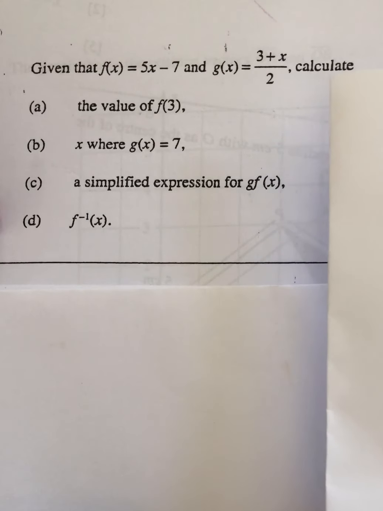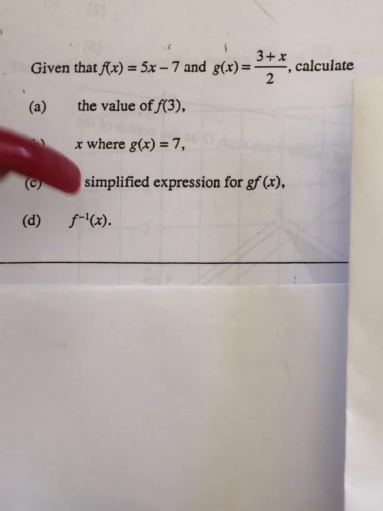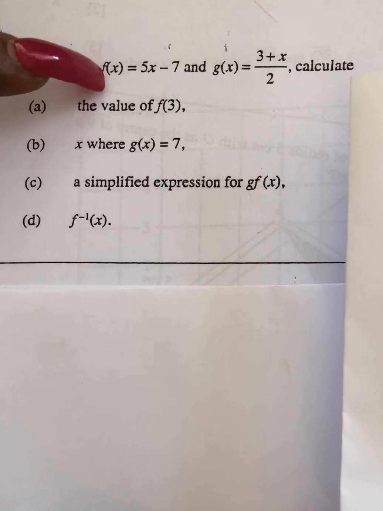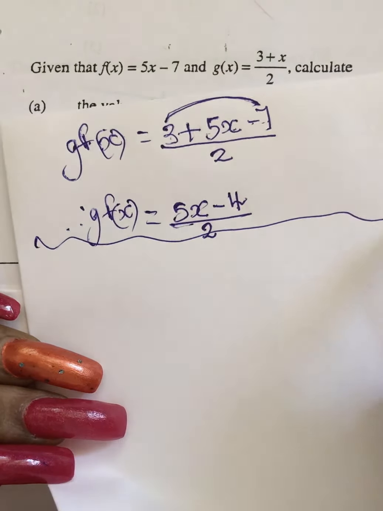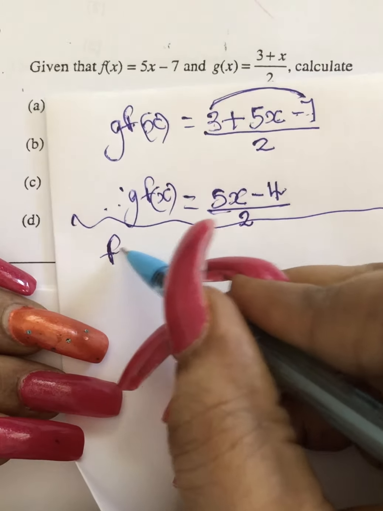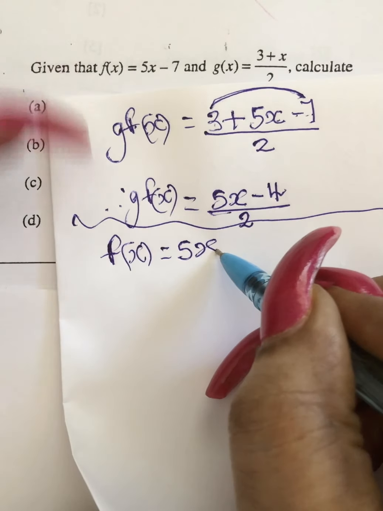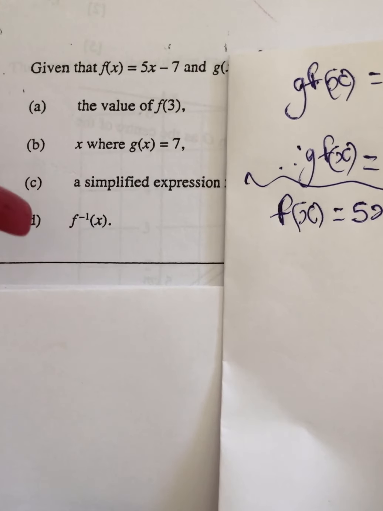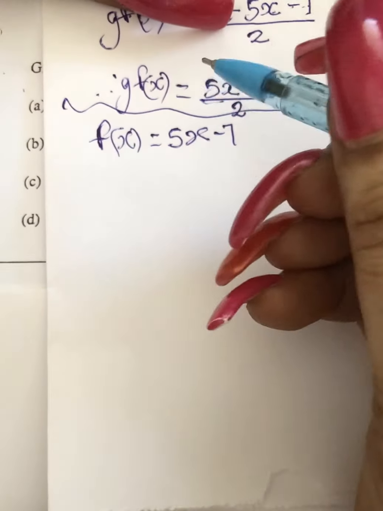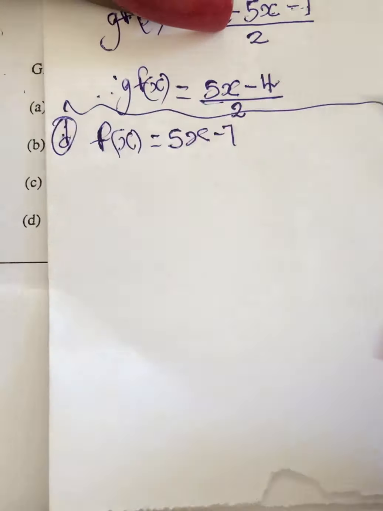And just one more part to complete this question. We want to find the inverse of f. Let me write my function f. f of x is 5x minus 7. Good. So I want to find the inverse. Remember, we go through a number of steps. Good. This is my final part.